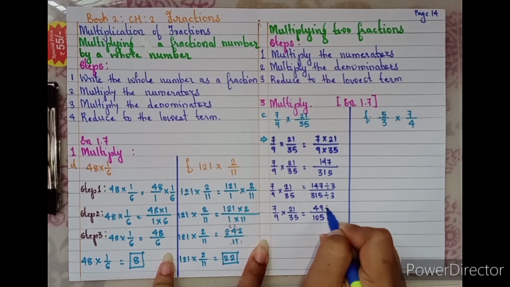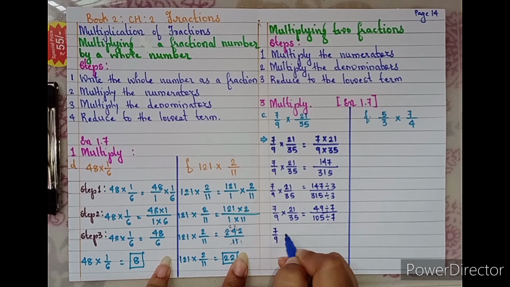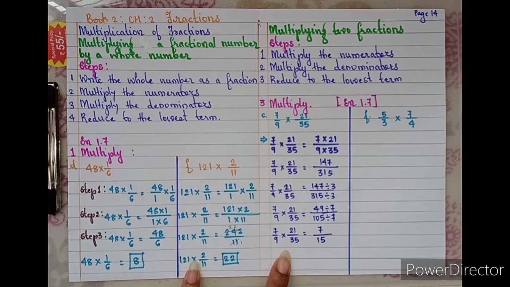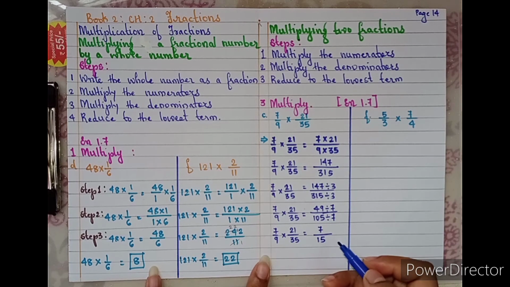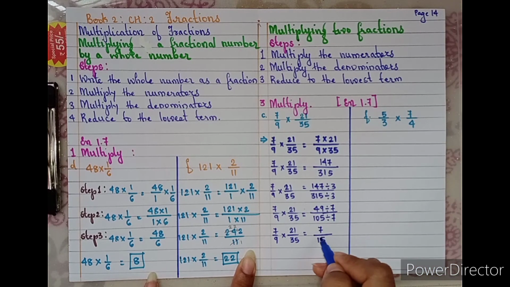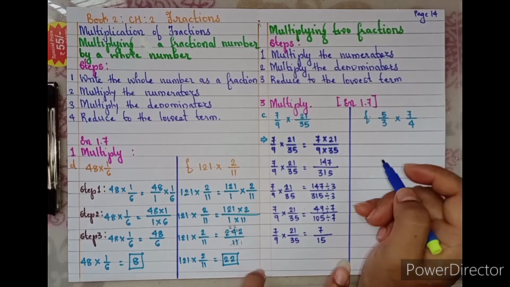To reduce it to the lowest term, 7 by 9 into 21 upon 35 equals, 7 sevens are 49, divided by 7 is 7, remain 3, and 7 fives are 35. Now we have got 7 by 15, and 7 and 15 are not further divisible by any other number, and it is a proper fraction, so this is the reduced term. Hope you have understood this. Now let's move ahead with the next question.